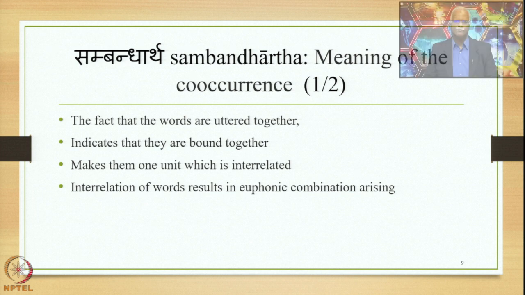The fact that the words are uttered together indicates that they are bound together, makes them one unit, which is interrelated. This is not stated explicitly. Only the utterance together indicates that they are making one unit. The interrelation of words in this manner results in euphonic combination arising. This is on the level of words.